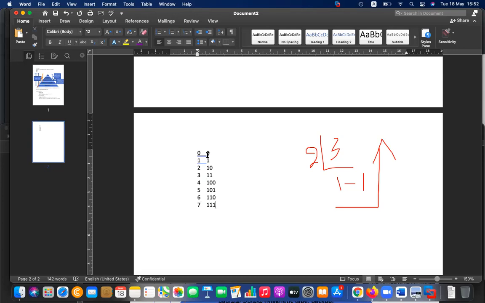Okay, there's an easy method to do this. Just add leading zeros. Adding leading zeros will not change the number, right?